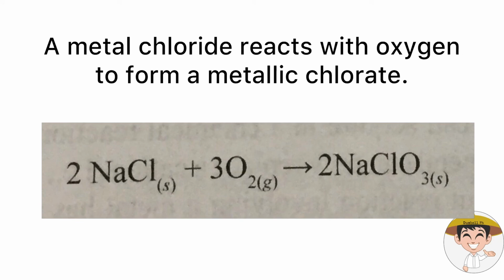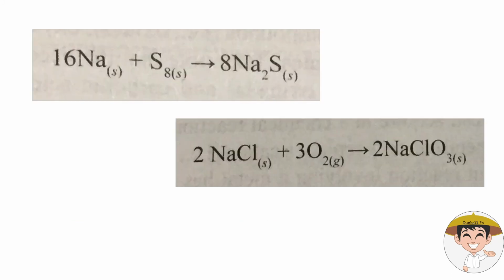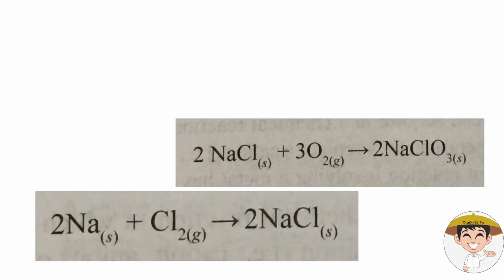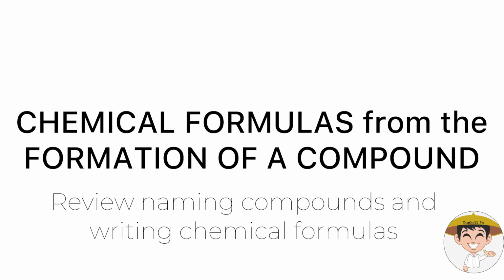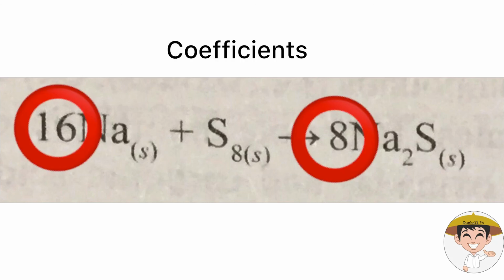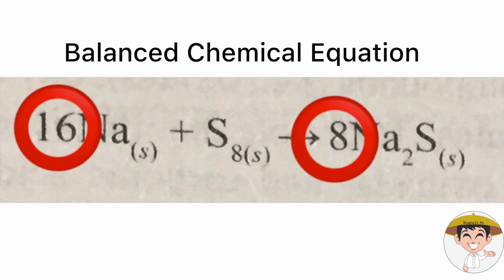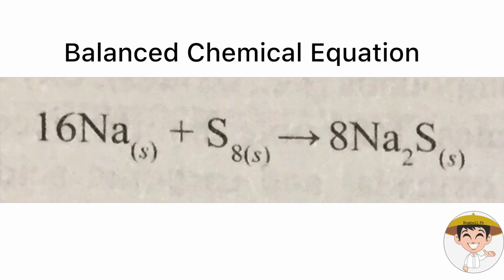Now, as you can see, I know you already know how these chemical formulas are written, based on how we write chemical formulas or the formation of the compound. But as you can see, there are coefficients. How did they get these coefficients? From example 1, we have 16 in the reactants and 8 in the products. This is because these are all balanced chemical equations. Okay? So that's it for the synthesis reaction.